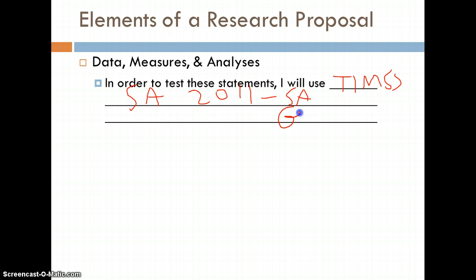I'm going to use gender, right, whether or not they're male or female. I'm going to use some other control variables as well that I think would be important that have to do with opportunity structure within the schools and outside of the schools to the degree that I can. Right, so you can start thinking about how are you going to actually test the statements? What data are you going to use? How are you going to do it?